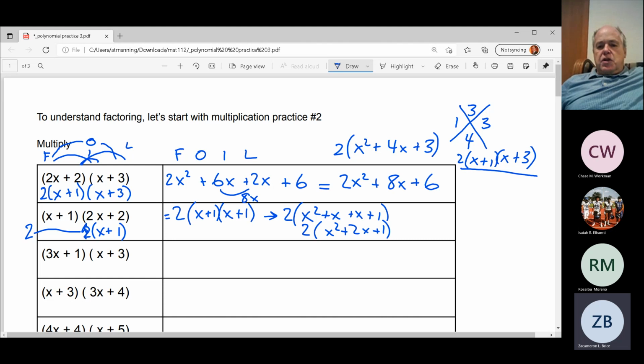And as you do the practice multiplying, you will recognize this form, x squared plus 2x plus 1. You should start recognizing that that is going to be x plus 1 squared.